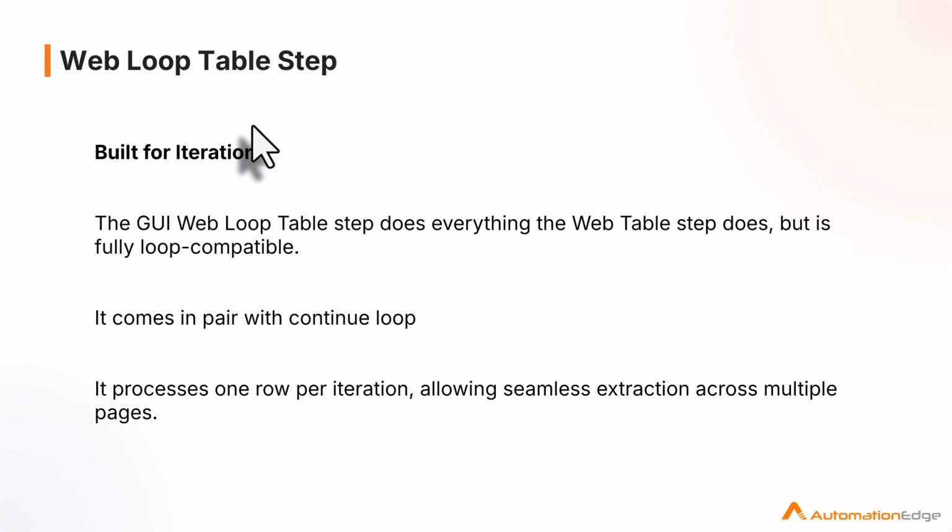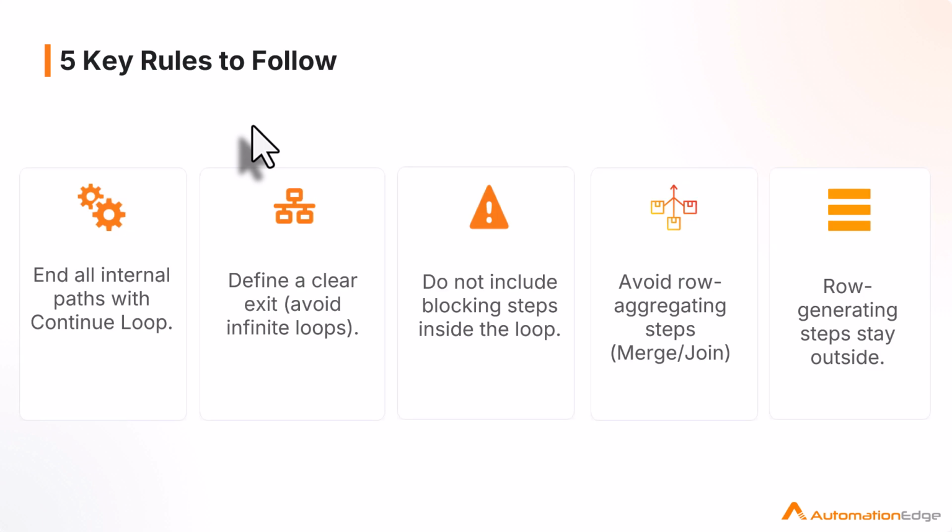The web loop table step comes as a pair. When you drag it onto the canvas, a continue loop step is added automatically. For each iteration of the loop, one row of the table is processed. The output is either the entire row or specific columns, your choice, and you have full control over which rows to process. Before we build anything, there are 5 rules you must follow.